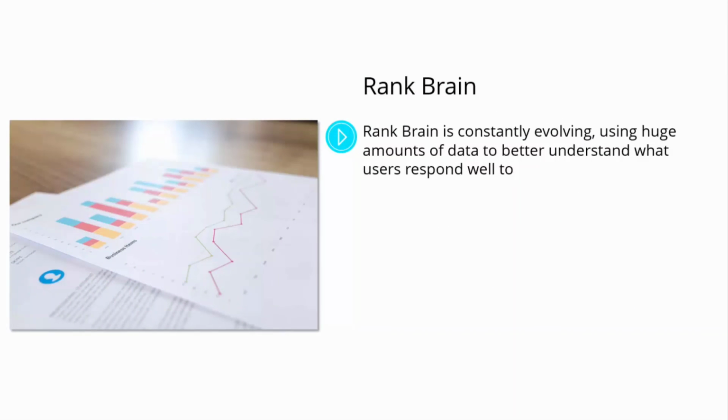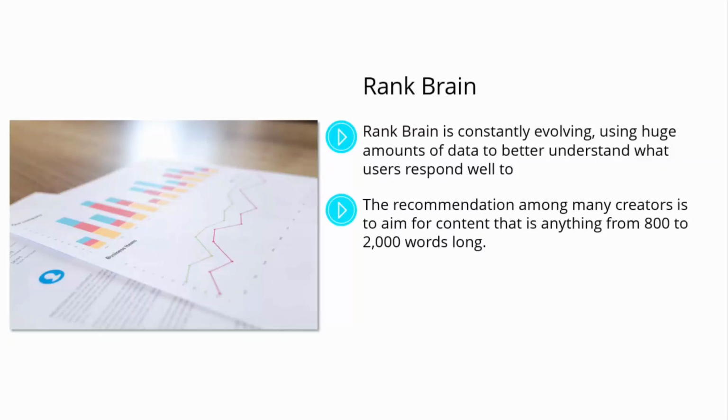RankBrain is constantly evolving, using huge amounts of data to better understand what users respond well to. And that doesn't just mean keyword use. It also means that you need to offer deeper, more meaningful content. The recommendation among many creators is to aim for content that is anything from 800 to 2,000 words long. This should include links out to other useful sites to act as references. I highly recommend linking out to research and studies if you are writing a scientific piece. And it should include images and charts and bullet points.